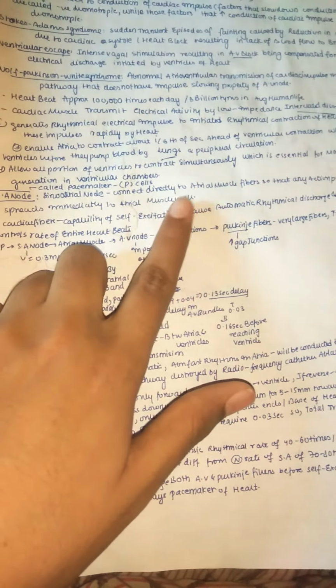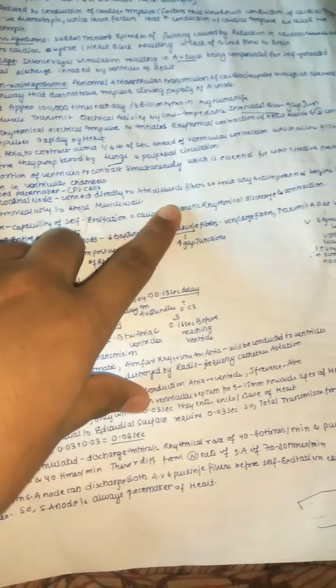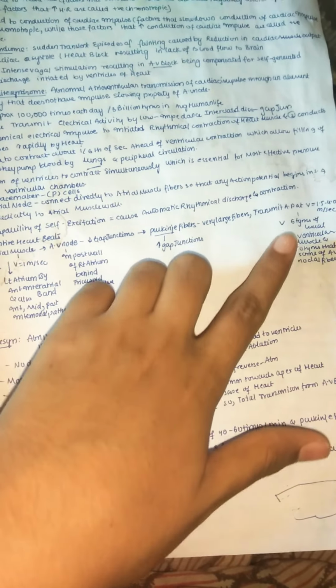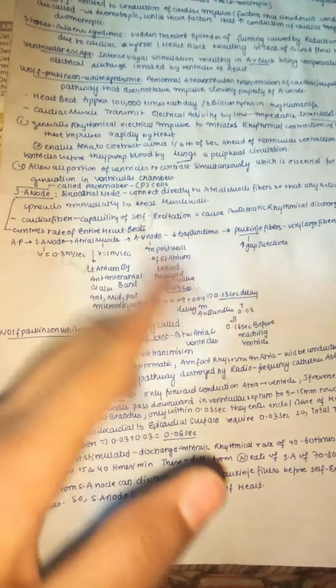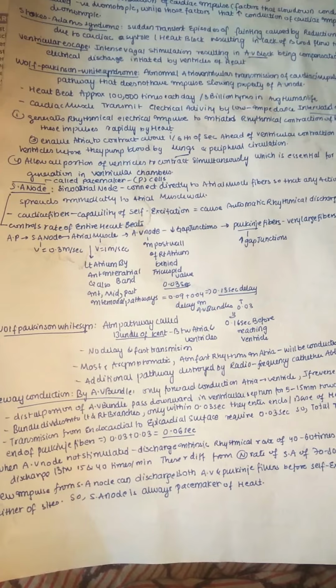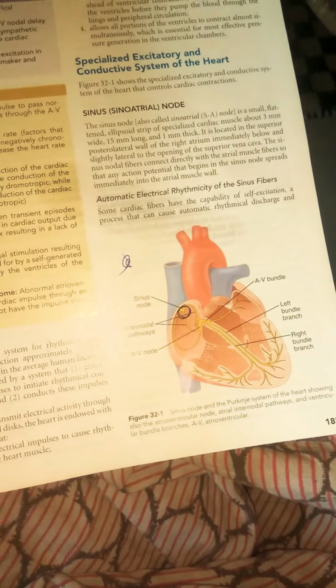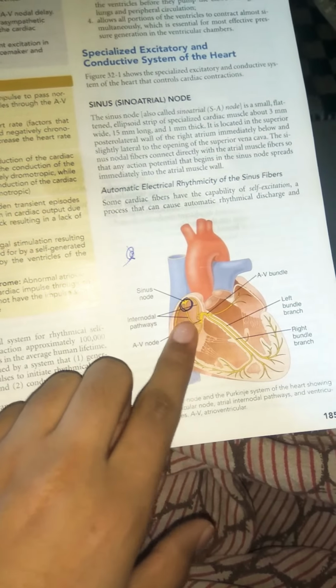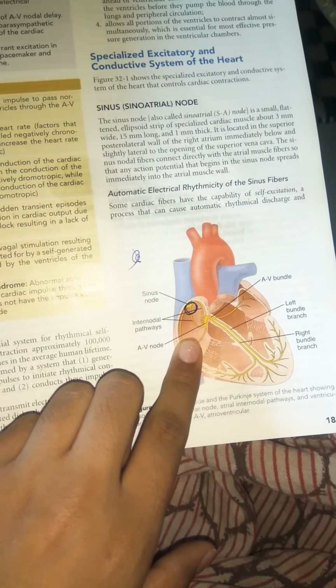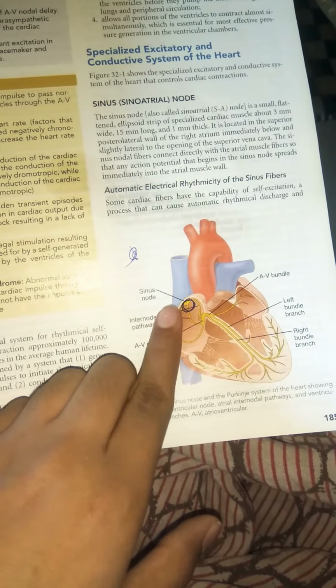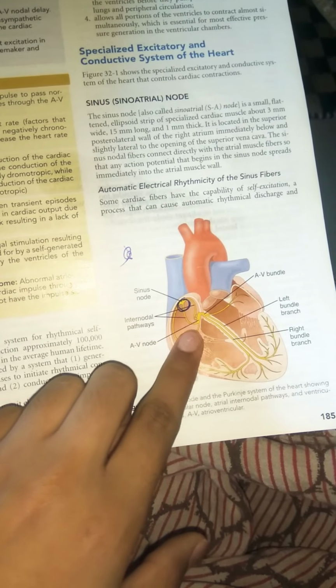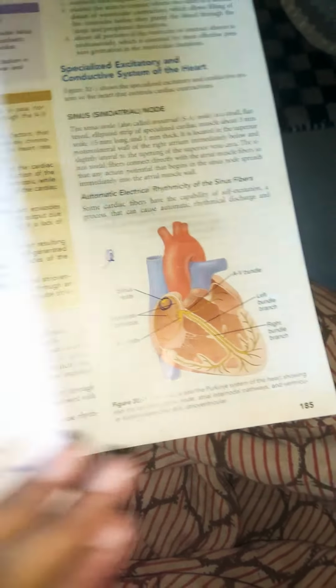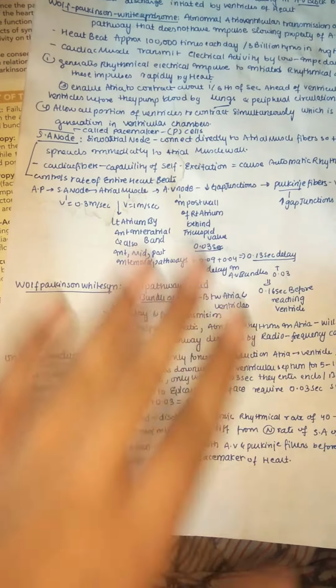The sinoatrial node connects directly to the atrial muscle fibers, so any action potential which begins in the SA node also spreads immediately to the atrial muscle wall. Where is the SA node situated? You can see it is situated in our right atrium. Whenever the SA node is activated, the atrium also gets activated, because they are closely approximated with each other.